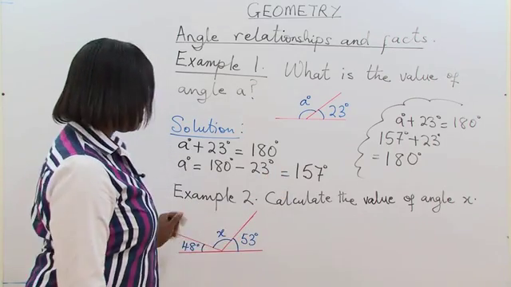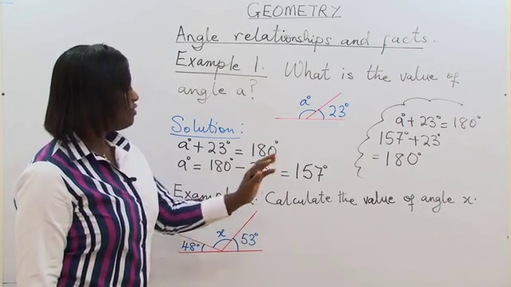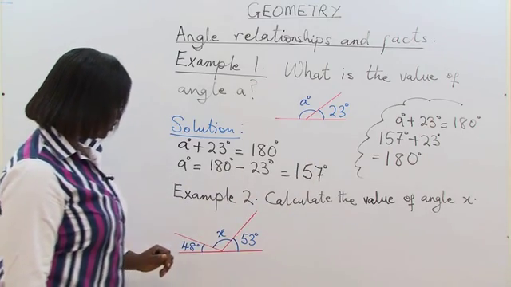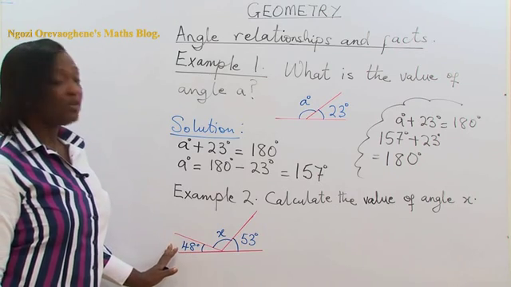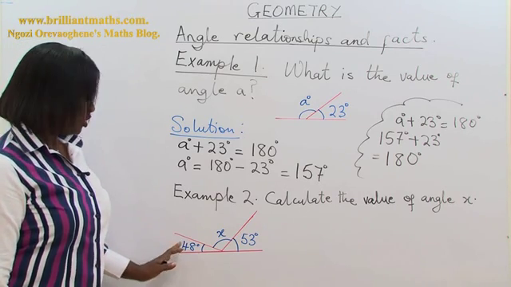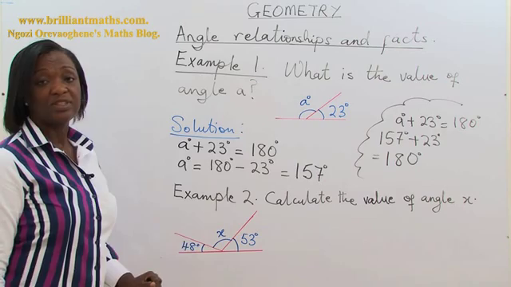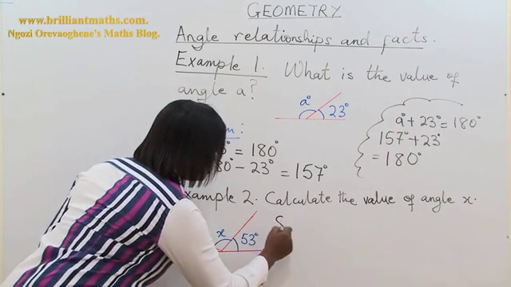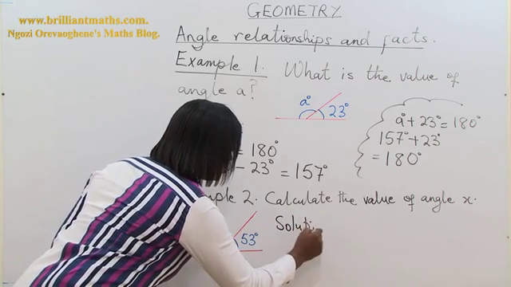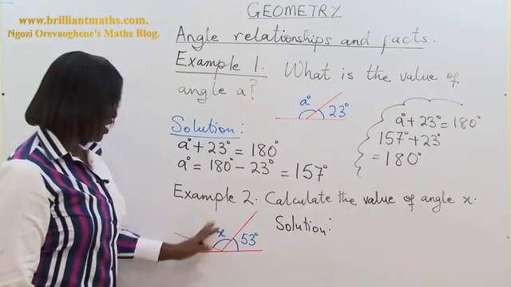Example 2. Calculate the value of angle x. Here again we have angles on a straight line. So the sum of these three angles should give us 180 degrees. So let's find the value of x.